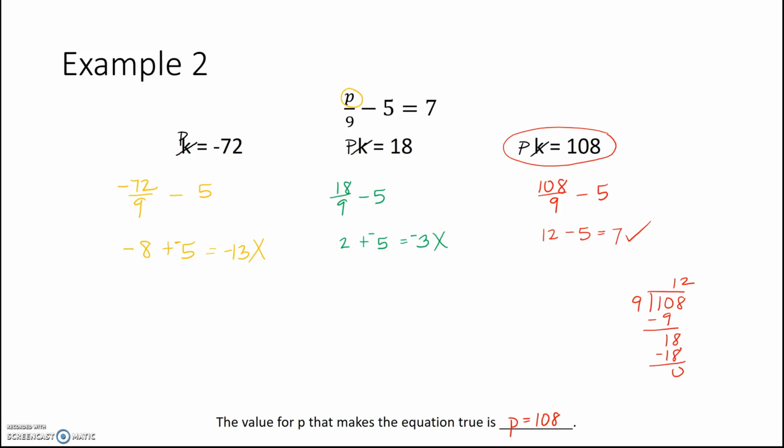All right. So all we're doing is taking our value and substituting it into the equation and finding the right one. Again, this is the opposite of solving.